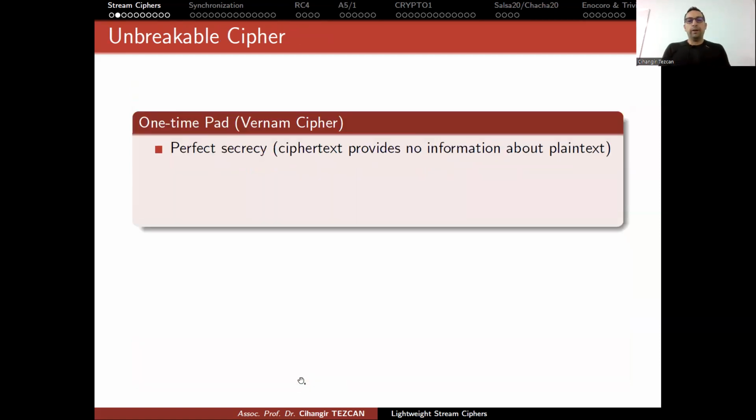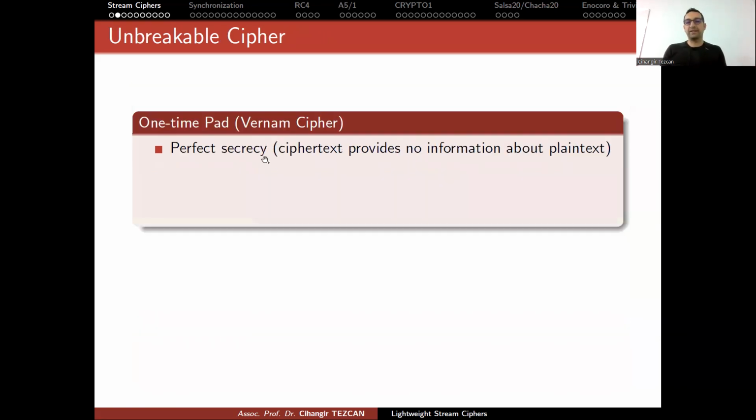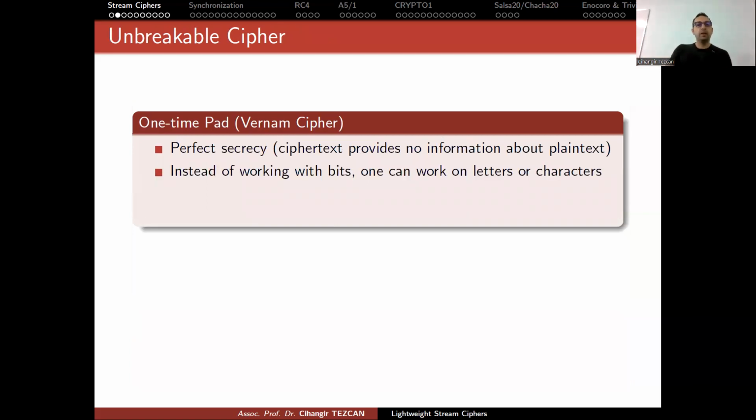So one-time pad provides perfect secrecy because ciphertext provides no information about the plain text. This comes from this XOR operation because you selected this randomly. After this XOR operation, if you can guess from the ciphertext what the plain text bit is, then this means that you can also guess this one-time pad, but it was generated randomly. So this is why we call it perfect secrecy. So there's some kind of a formal proof at the end.